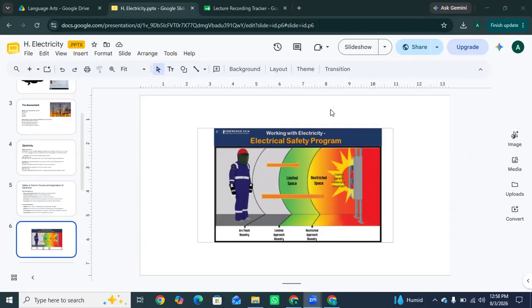And the third one is the restricted approach boundary, in the yellow orange area. It is a high shock hazard, where you are now very close to live parts. Only a qualified person can enter this area.